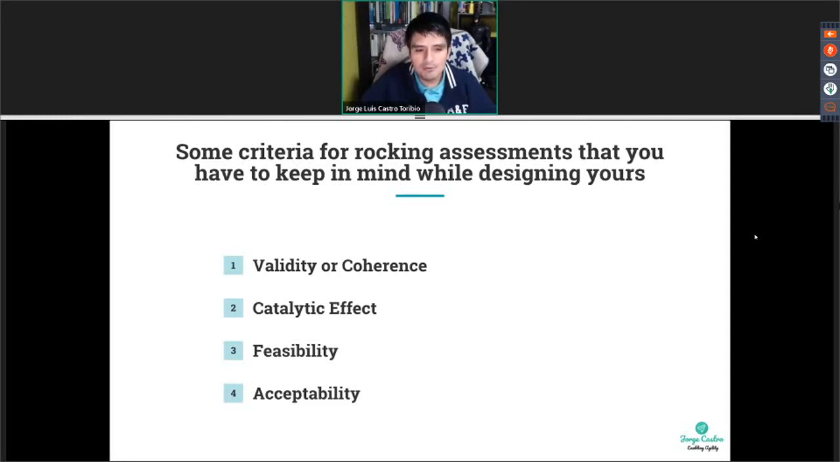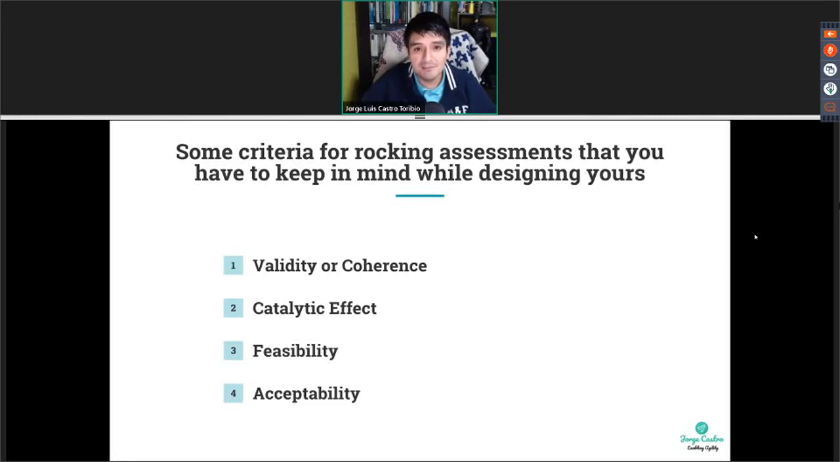The second characteristic is catalytic effect. So we need to create a kind of good effect in teams, right? The effect that the team takes care of the assessment and they feel that this is something that is going to help us improve. They need to see the value of the assessment, right? So the best approach here is that the assessment can teach them something about their business or about the roadmap, about what is the next step for them, right? This is the catalytic effect.